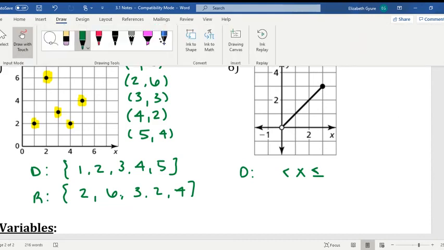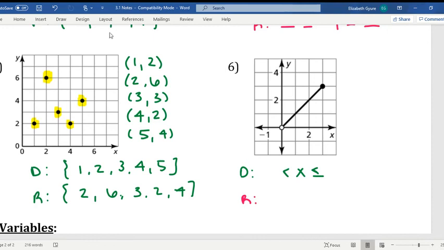Then for your range, again, range goes from bottom to top. So where your graph starts at the bottom, it's an open circle, so you would use less than. And where it ends at the top, it is a closed circle.